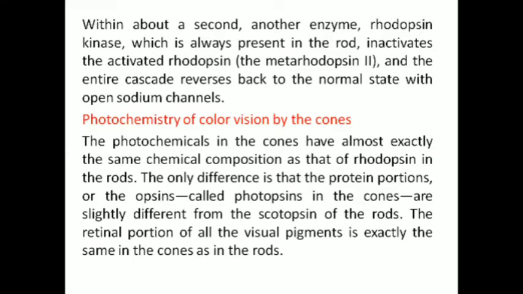Till now I have described the photochemistry of rhodopsin. The photochemistry of color vision by the cones is also similar. The photochemicals in the cones have almost exactly the same chemical composition as that of the rhodopsin in the rods. The only difference is that the protein portions, or the opsins, called photopsins in the cones, are slightly different from the scotopsin of the rods. The retinal portion of all the visual pigments is exactly the same in the cones as in the rods. So the whole photochemistry is similar in the color pigments, that is, in the cones.